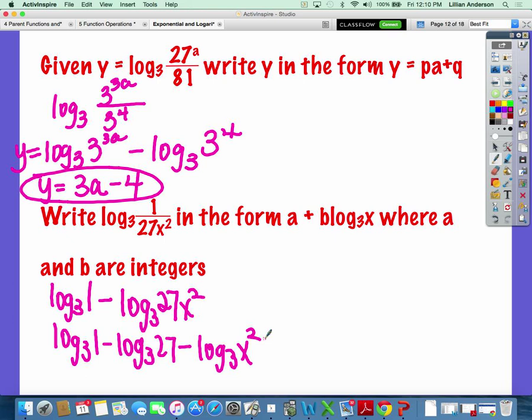What's log base 3 of 1? 0. What's log base 3 of 27? 3. And this can be written how? 2 log. So my answer in the form of a plus b log 3x is going to be negative 3 minus 2 log base 3 of x.